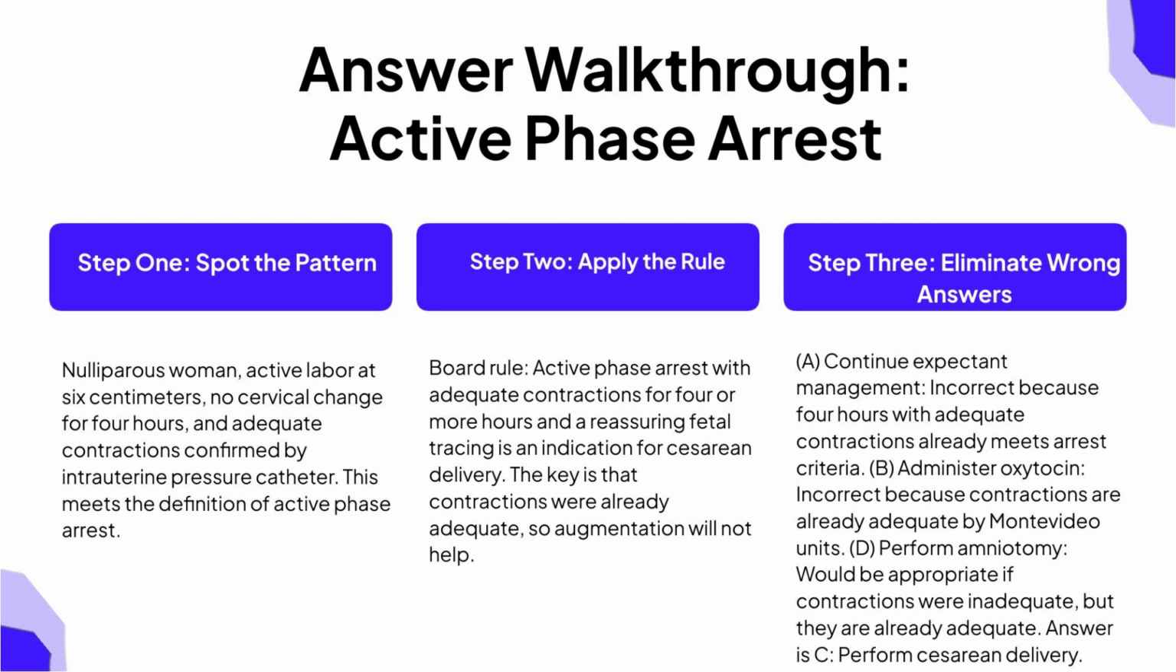Choice B, giving oxytocin, is wrong because contractions are already adequate. Choice D, amniotomy, would be reasonable if contractions were inadequate, but they are already sufficient. The answer is C, cesarean delivery.